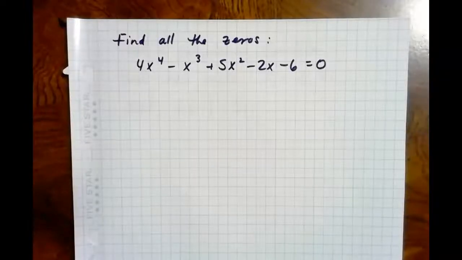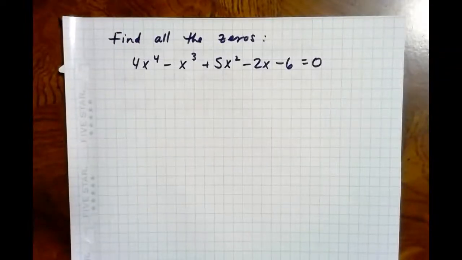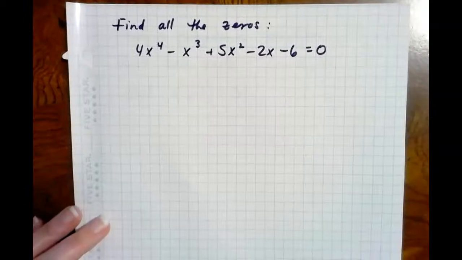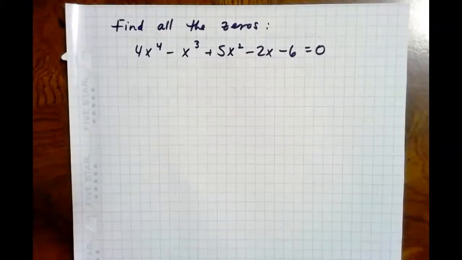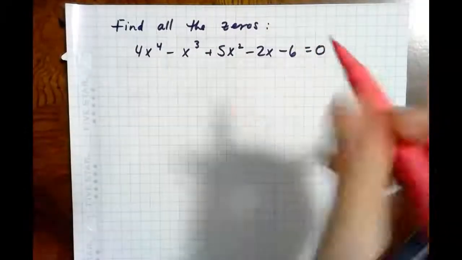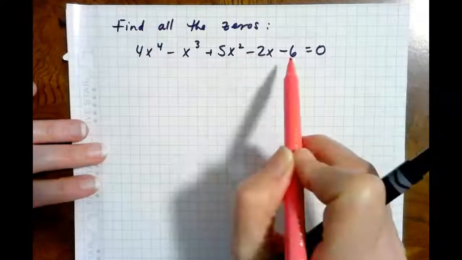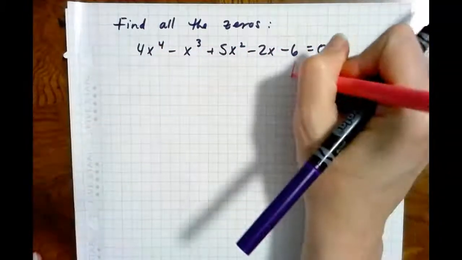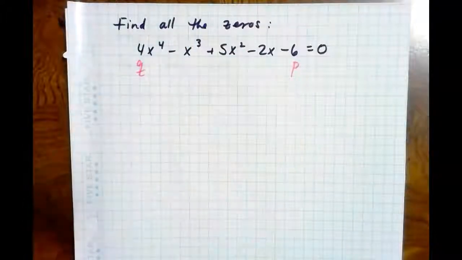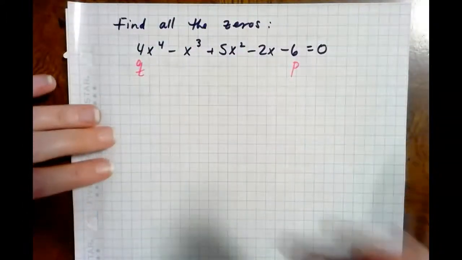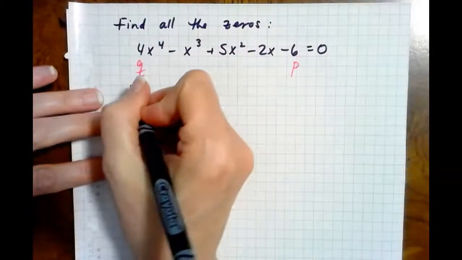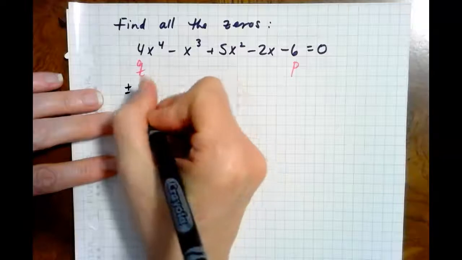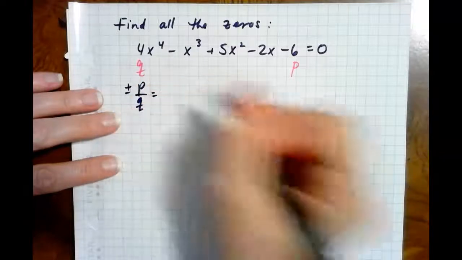So we're finding all the zeros, and we find the zeros with the rational root theorem. That's when we use the P's and the Q's. So this is in descending order: 4, 3, 2, 1, none. This is our P, this is our Q, and I'm going to ask you on the test to write all possible rational roots. So that's plus or minus P over Q.